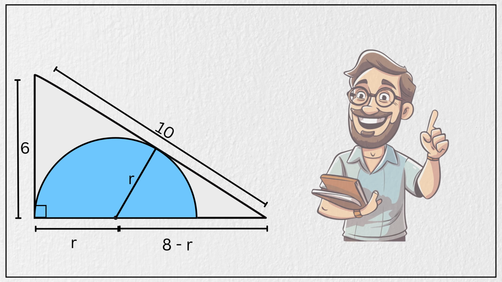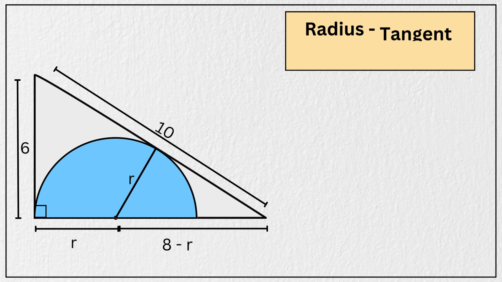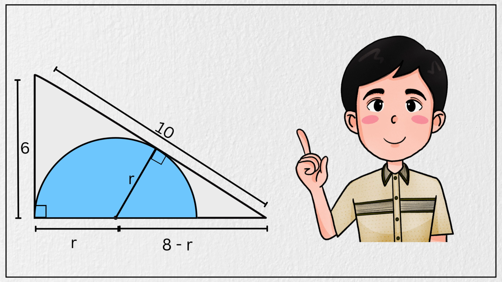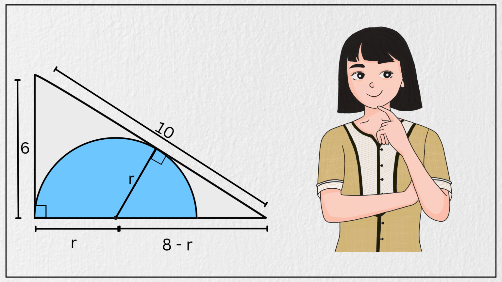We know that according to the radius tangent theorem, that is, whenever a radius is drawn to a point of tangency of a circle, then the radius is always perpendicular to the tangent. That means this angle here is 90 degrees. We now know several lengths, but we still do not have the exact value of r.